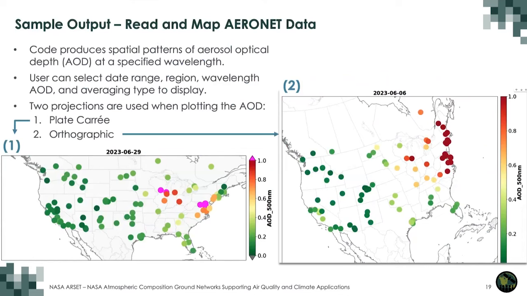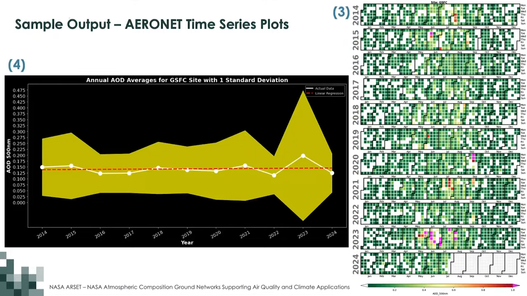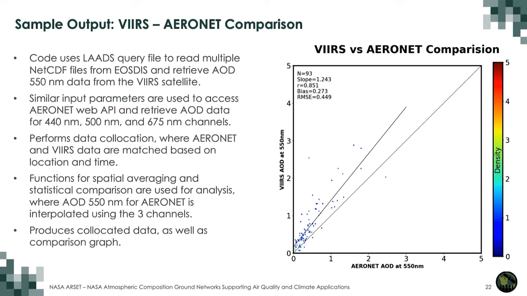So you can do the map in different projections, you can do the time series, you can do some kind of a tile plot showing over different time windows. You can do some trend analysis, simple, or using annual mean numbers, calendar plots. So we have several Python codes which do these tasks. And finally, AERONET data, how we actually co-locate in space and time with satellite data.